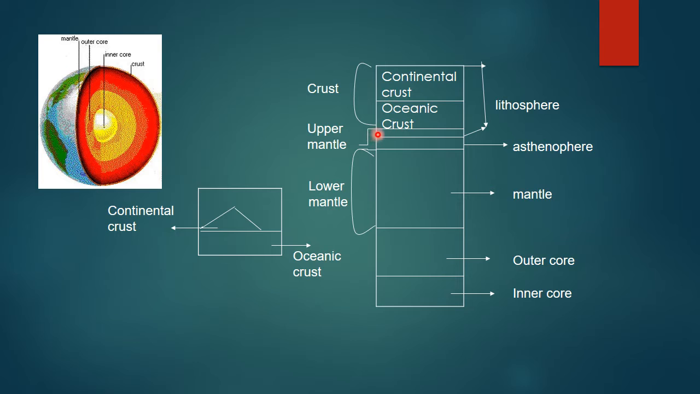Now this lithosphere, the land, is broken up into pieces which are floating on the asthenosphere, and this asthenosphere is in a semi-liquid state.